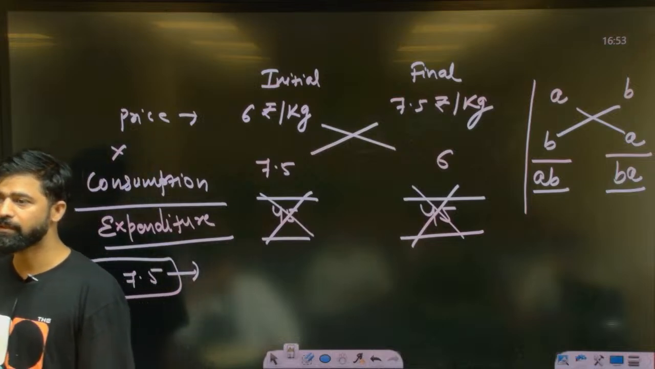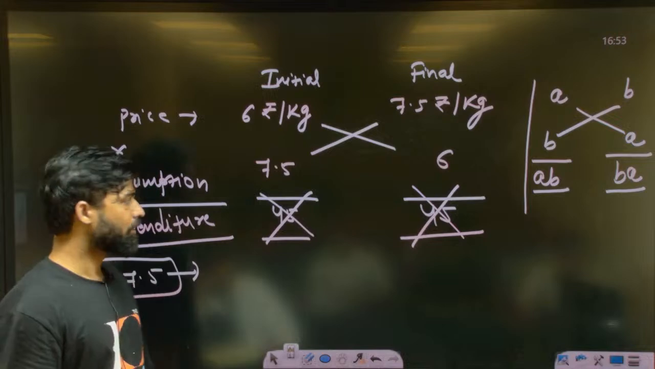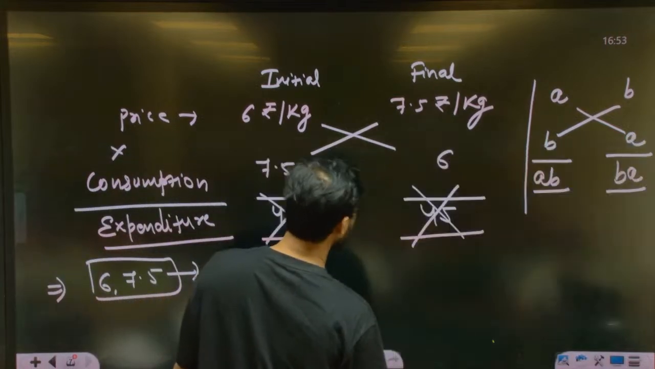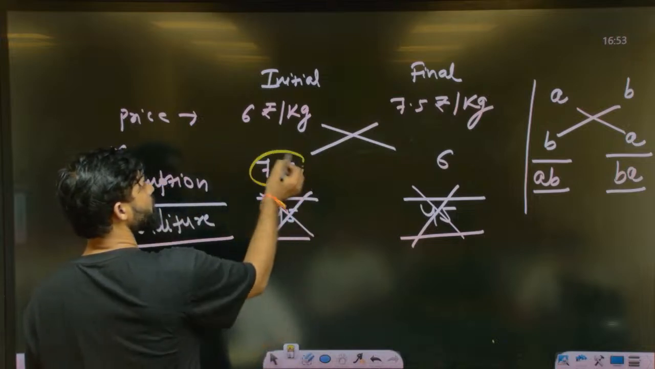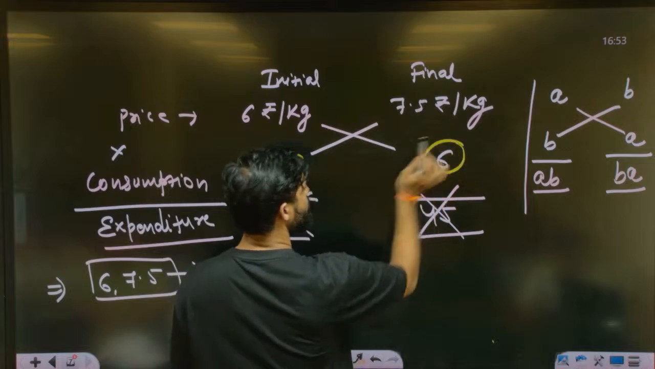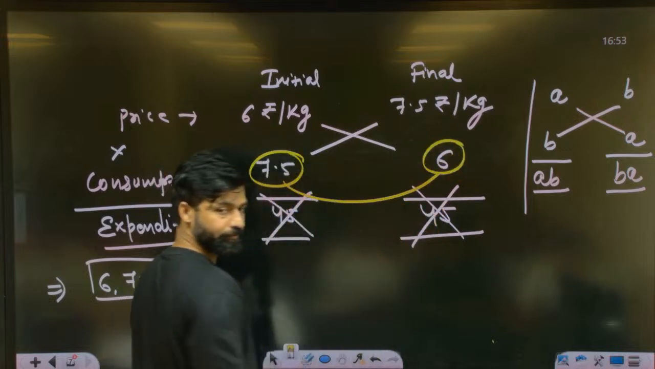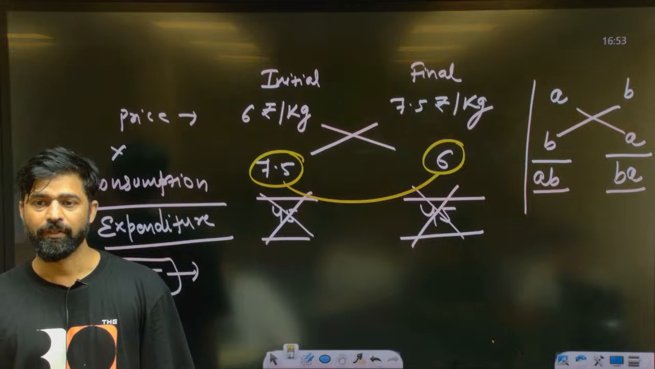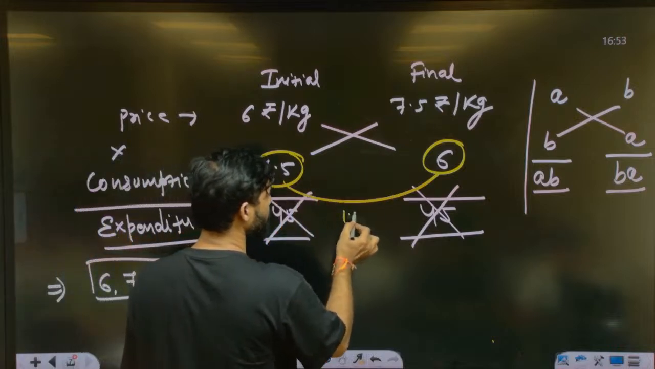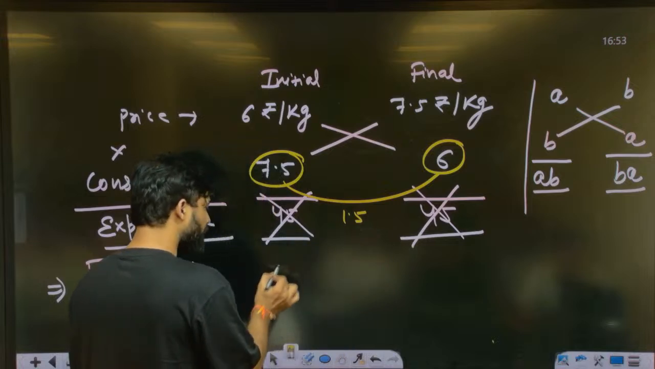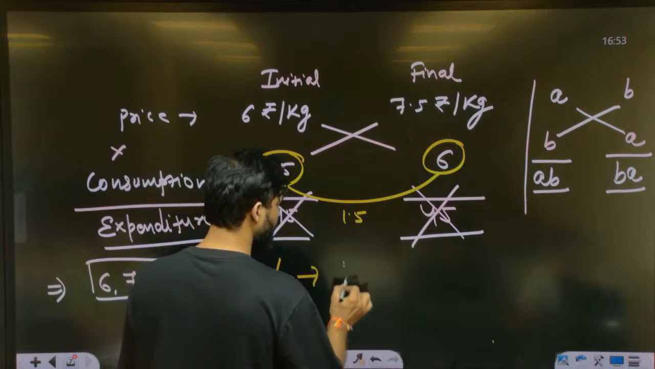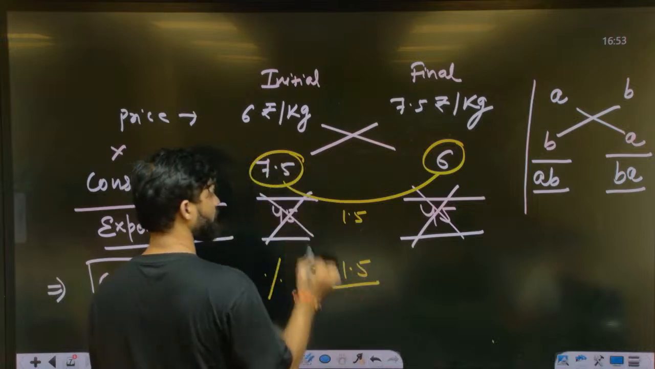Any problem in this? Okay, now we can say in a very simple way that earlier the consumption was 7.5 units. Now the consumption is 6 units. So there is a decrease. And this decrease is of how many units? 7.5 minus 6, that is 1.5. Very good. And we have to give the answer in percentage. So there is a decrease in the consumption by 1.5 on 7.5.